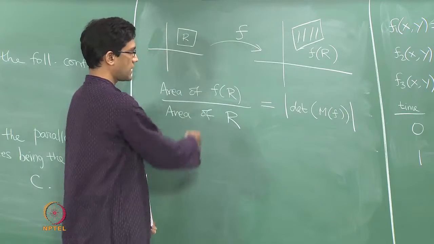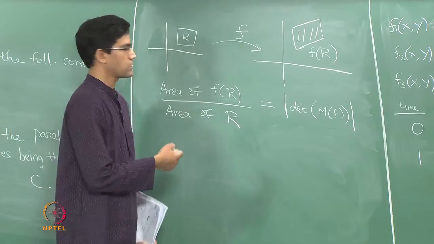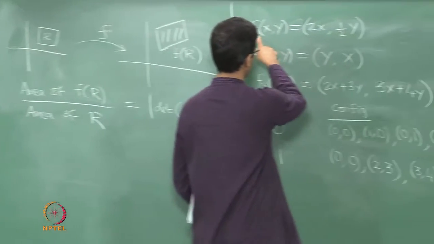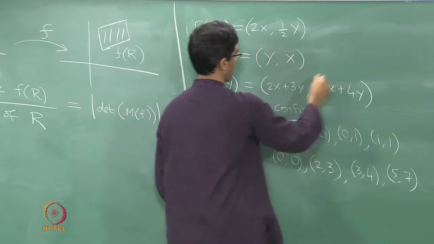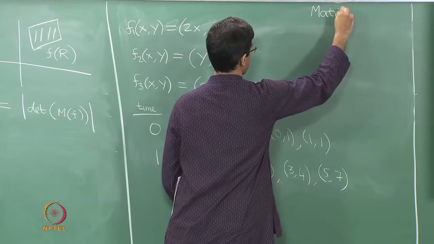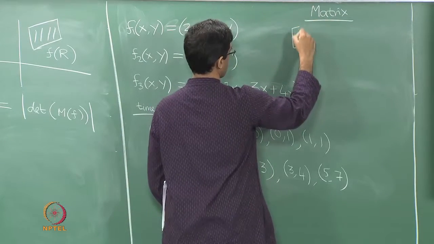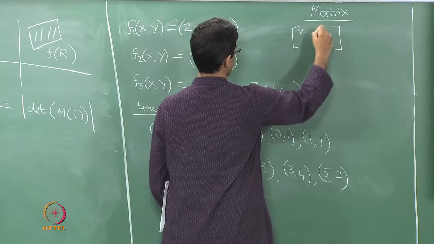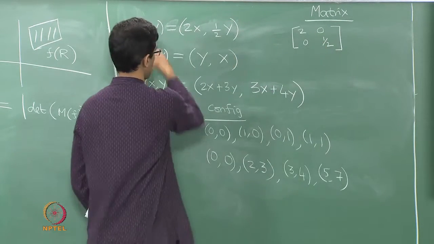Okay. So this is the area dilation that the transformation f induces. So let us do it in each of these cases. I have my function f1, which is just given by 2x and half y. So let us write the matrix corresponding to f1. It is just 2 and half, with zeros here, that is the matrix corresponding to f1.